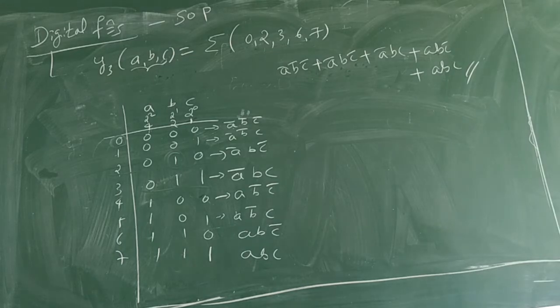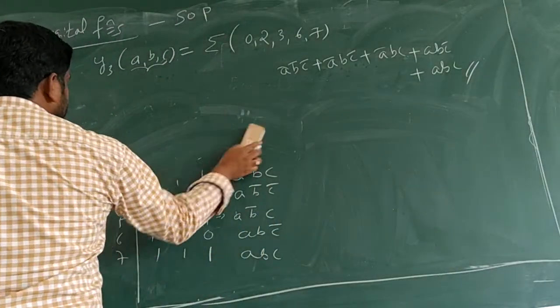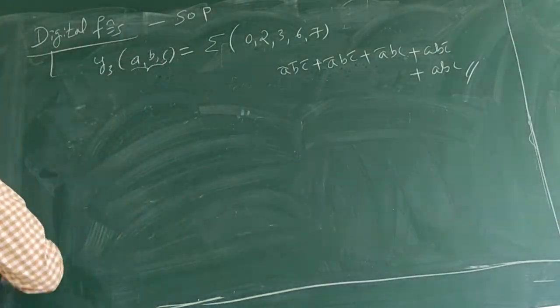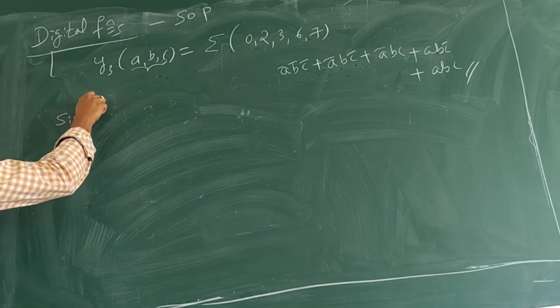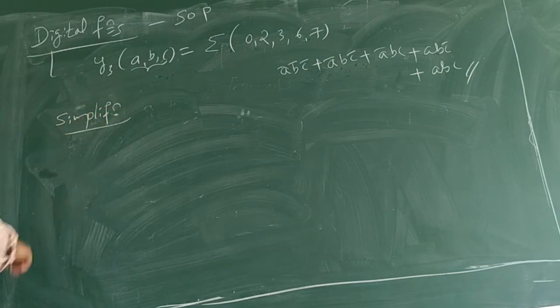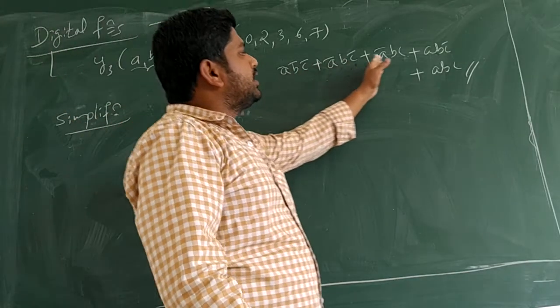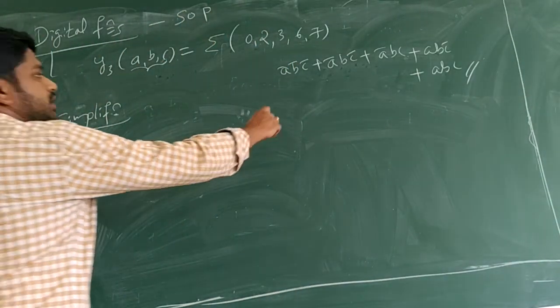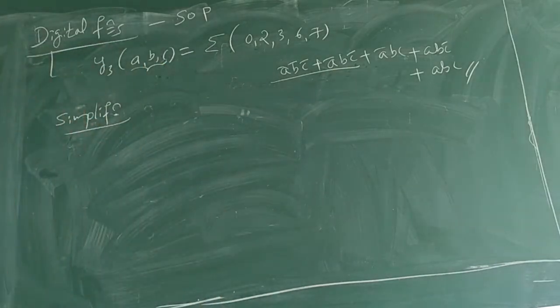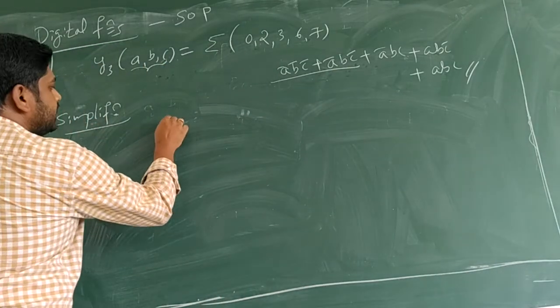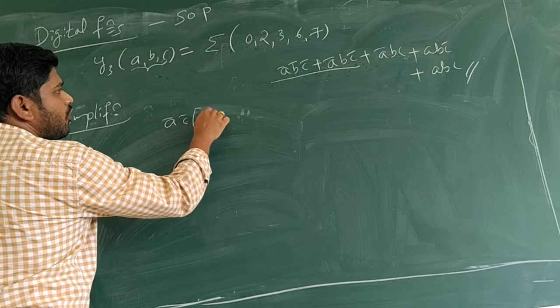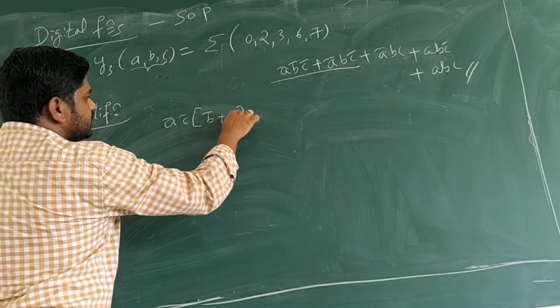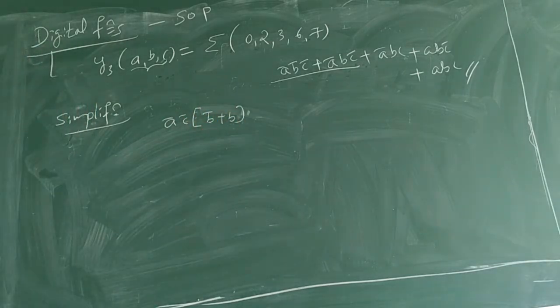Why is this required? This is required for simplification of digital functions. Now you apply Boolean rules and go for the common terms. Okay, let's group these two. What is the term we have? A complement, C complement, common. Between the first two terms we have B complement plus B.